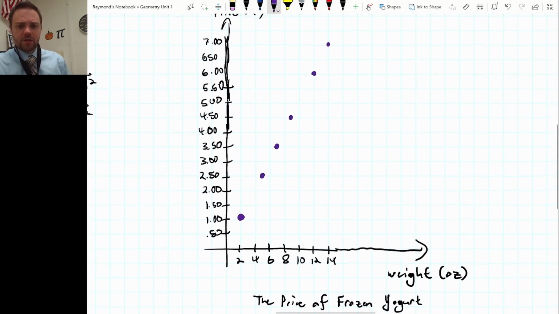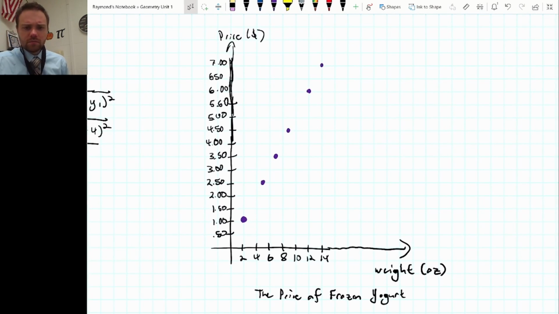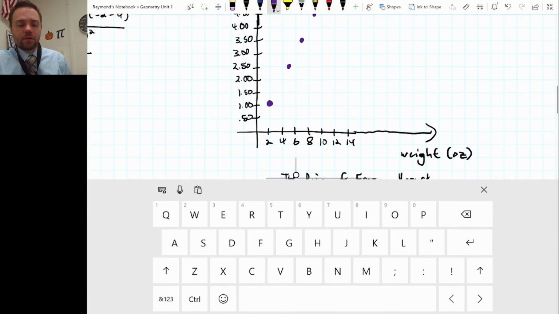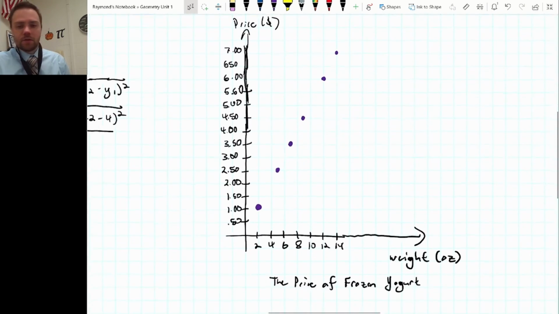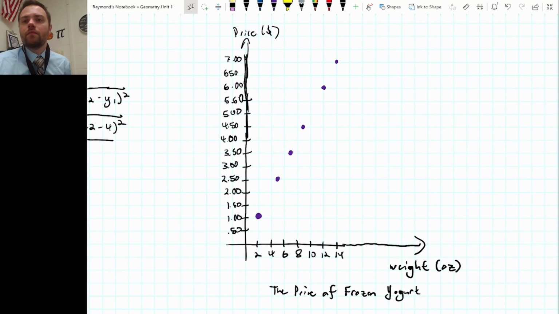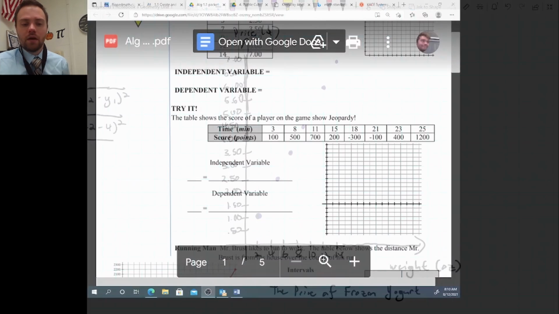And that gives us a good visual representation of how the price increases as we increase the weight. Okay? So as the weight gets larger, what you'll notice is that the price will get larger as we increase the weight of the frozen yogurt. So let's try another one.